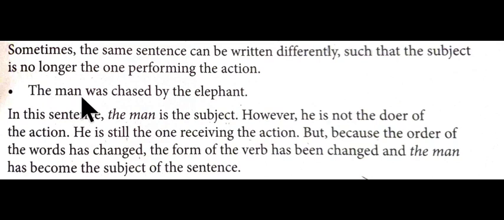For example, the man was chased by the elephant. In this example, what is the subject? The subject is the man. The man, that is the subject, is no longer the doer of the action. He is the subject, however he is not the doer of the action. I think this is clear to you, but he is still receiving the action. Because the order of the words has changed, the form of the word has changed and the man has become the subject of the sentence.